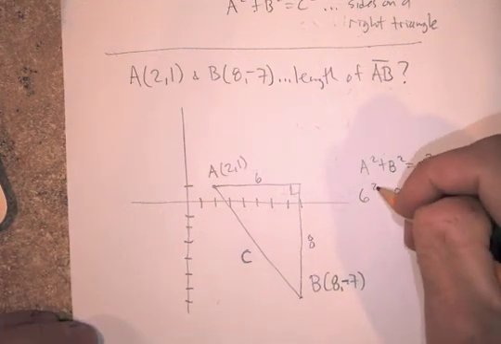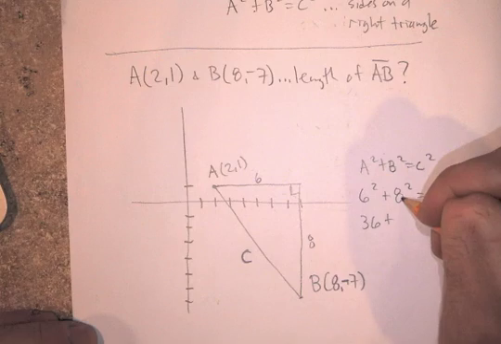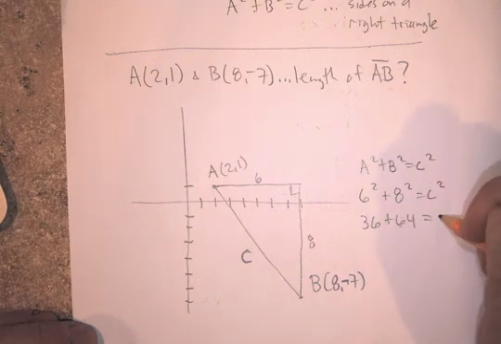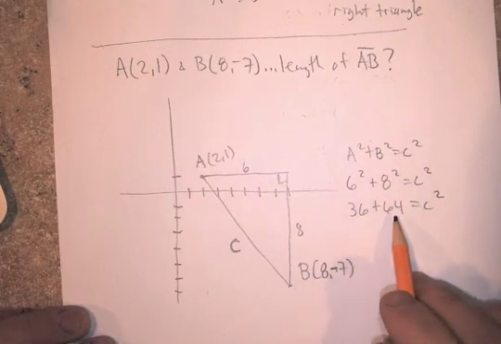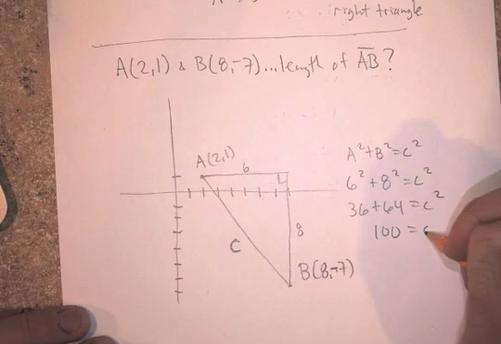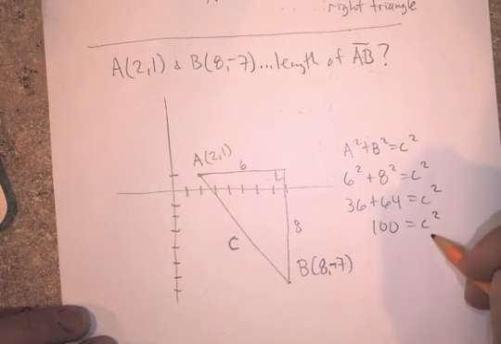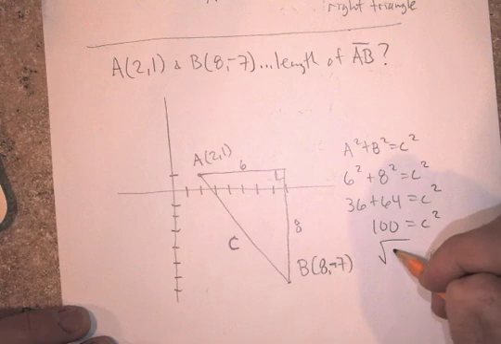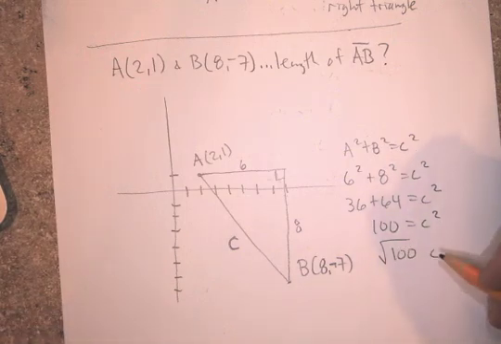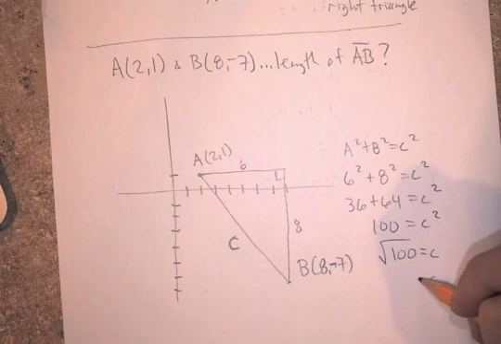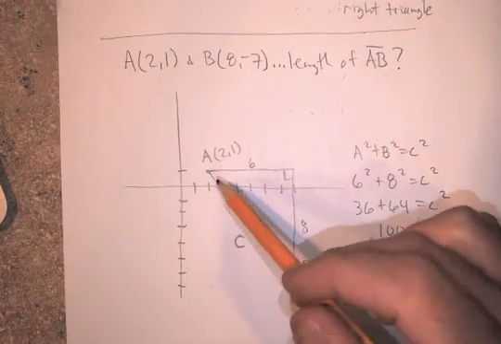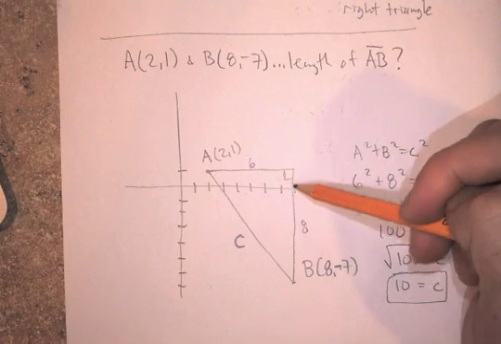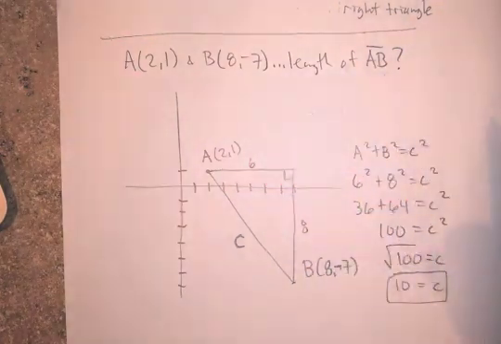Okay, 6 squared, 36, 8 squared, 64, equals c squared. Write out your work just like this. 36 and 64 is 100, equals c squared. And so if you want to find c, you got to do the square root of 100. Square root of 100 is actually just 10. So this side is 10 here, which makes sense, right? It's going to be pretty far. It's going to be farther than 8 because 8 is straight down. It's also going to be farther than 6.